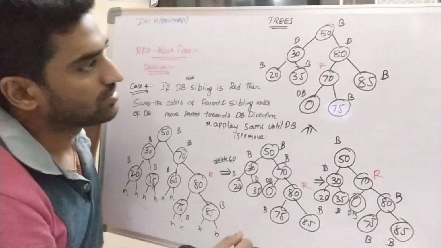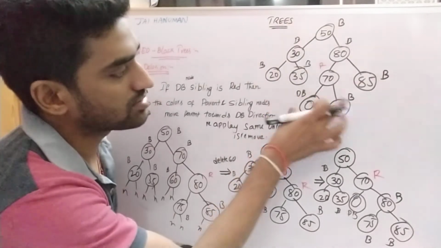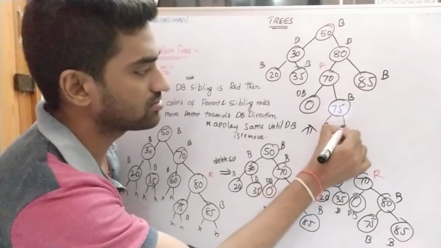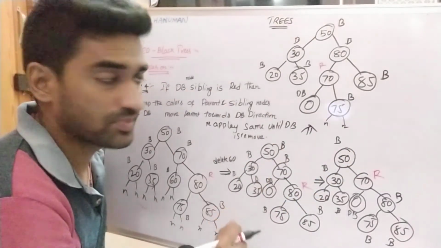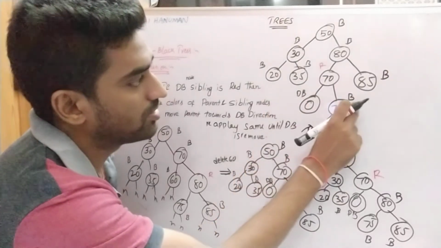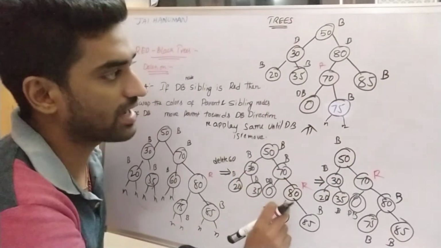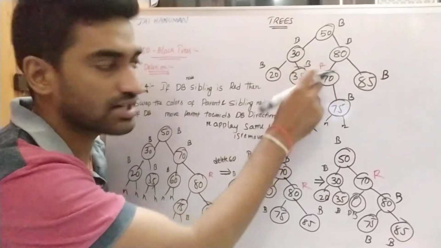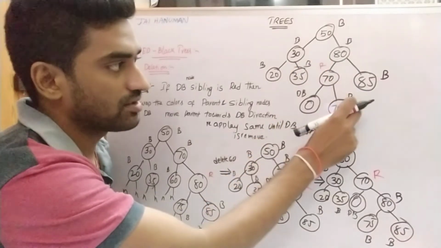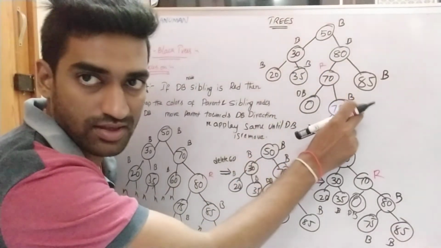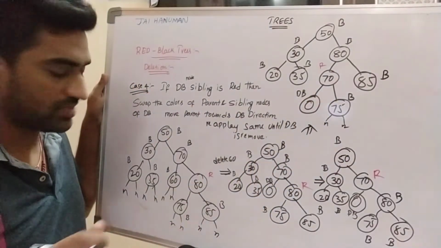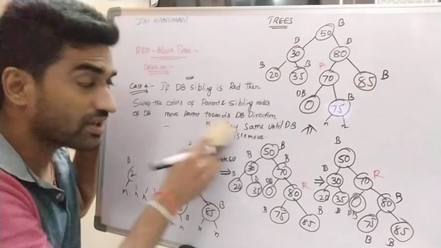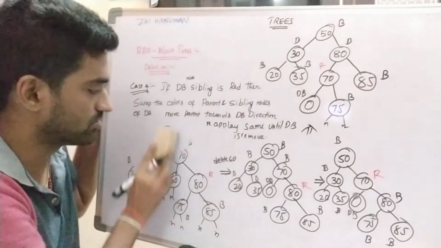Now check the double block sibling. The double block sibling color is black and its children's color is also black. So this is the third case, right? In this case, remove DB, add it to the parent. If the parent is red, it becomes black. Again its sibling becomes red, right? So now the tree becomes like this. So this is the third possible case, right? So reapply all the previous cases until DB is removed.